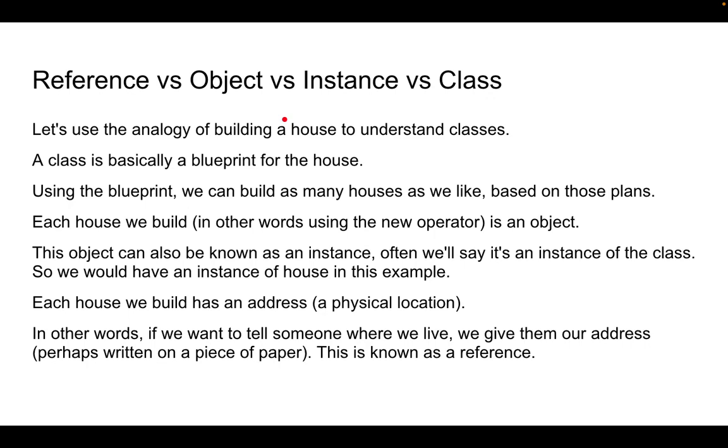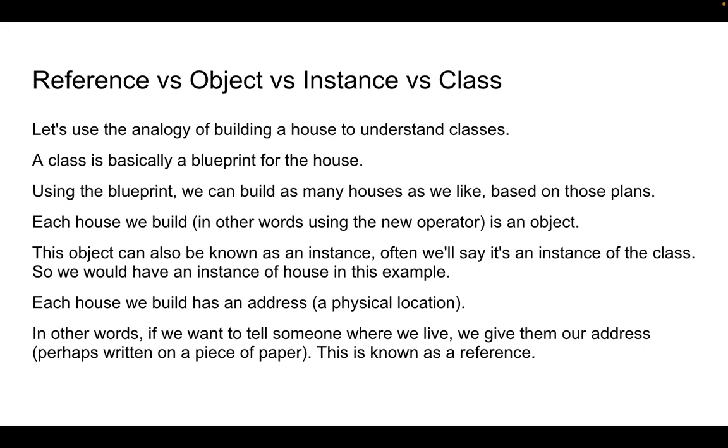Now, to understand a reference, let's use the analogy of building a house. A class is a blueprint of the house, right? Like the architectural design that we have, and then from the blueprint we can create as many houses as we want based on that plan, right? But once a house is created, that house has its own separate existence, and that existence is what we call an object. Each object is different, even though you have the same values.